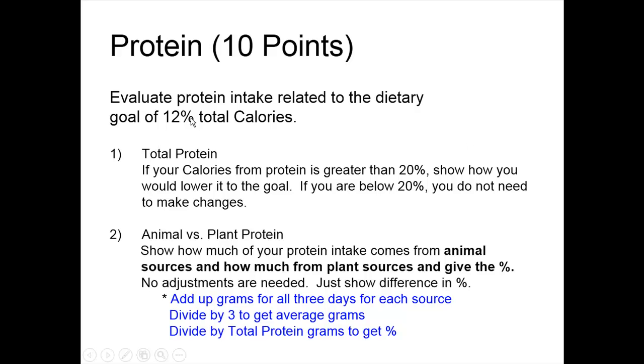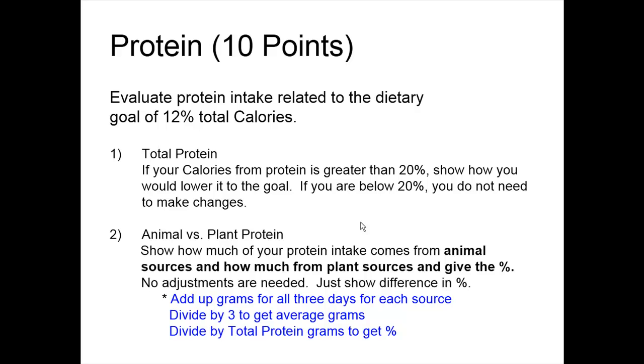Now again, how would you find 12%? Take your total calories times 0.12 to get your calories from protein, then divide by 4 calories per gram. That'll tell you how many grams represents 12%. All right? But even if you don't make any changes in total protein, I want you to determine how much of your protein comes from an animal source and how much comes from a plant source. This would be a good indication of where most of your food is coming from, whether it's an animal or plant source.